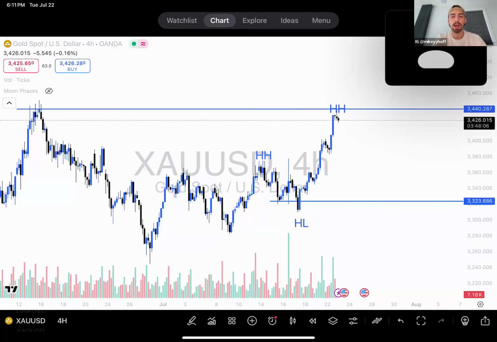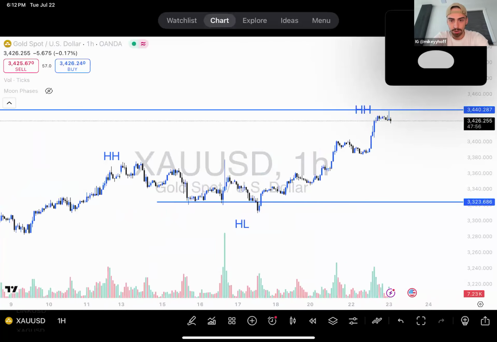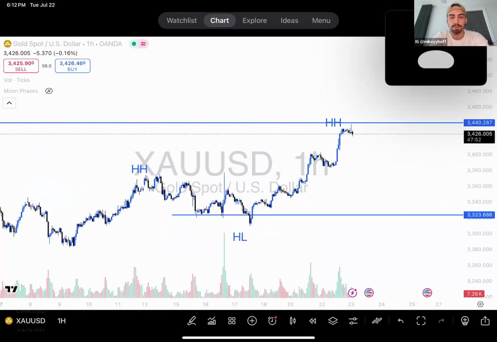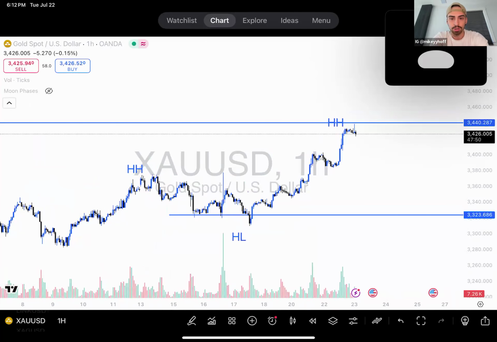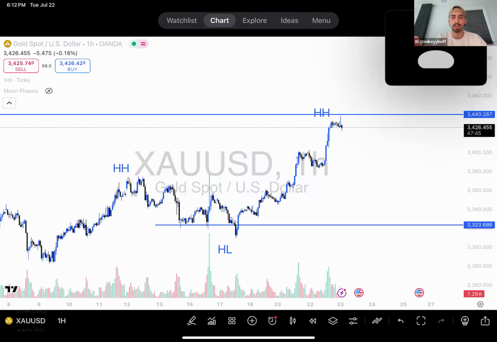And from that 4 hour time frame, now we want to drop down one step lower to the hourly time frame chart. From here, this is where we find our potential buy and sell areas. If the market is trending down, we're in a downtrend, we're going to be looking for sells. If the market is trending up, we're in an uptrend, we're going to be looking for buys. So in this case, we're looking for buys on gold.